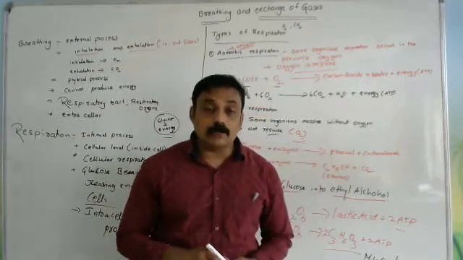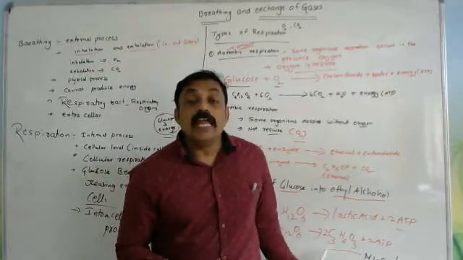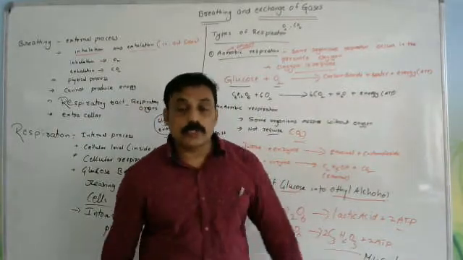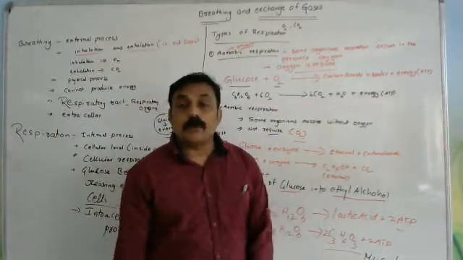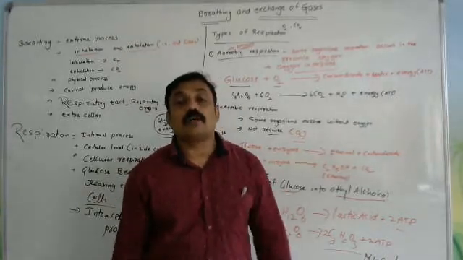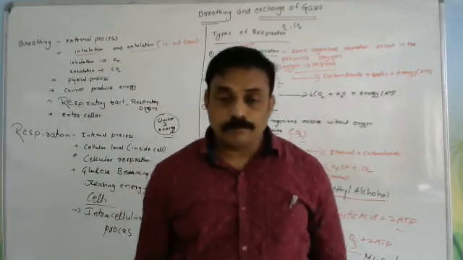How is lactic acid produced? When the oxygen levels are less in our body, the glucose molecule produces lactic acid. Who is producing lactic acid? Glucose. Where? In our muscles. That lactic acid is the cause of muscle cramps. That means we feel muscle pains.